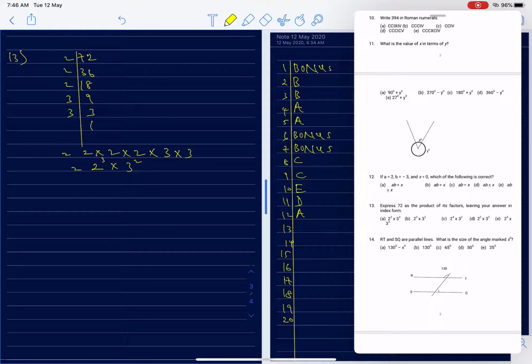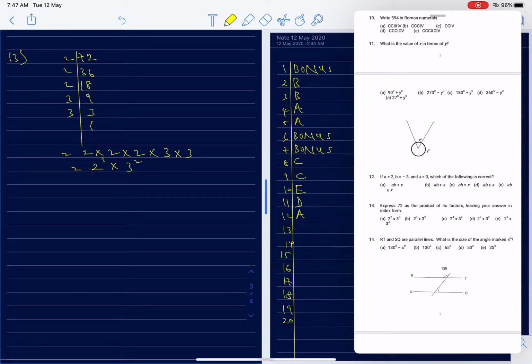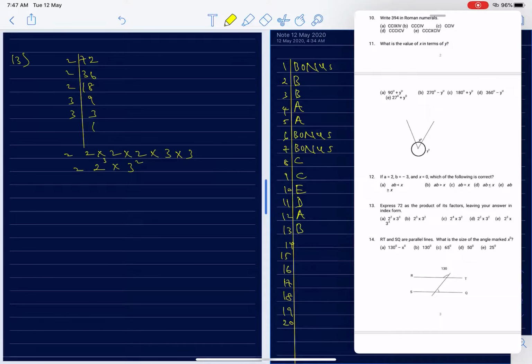2 raised to power 3 times 3 raised to power 2. And the correct option to that is 2 raised to power 3 times 3 raised to power 2, and that's B. Number 13 is B. 14.